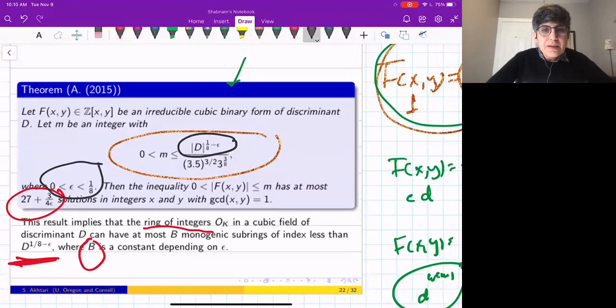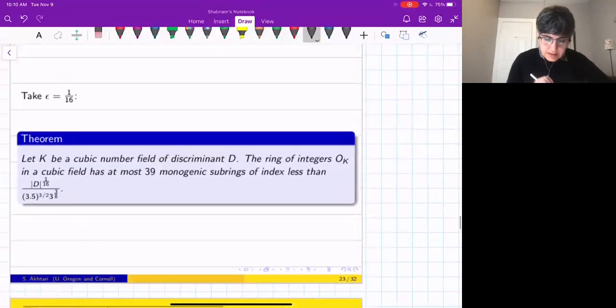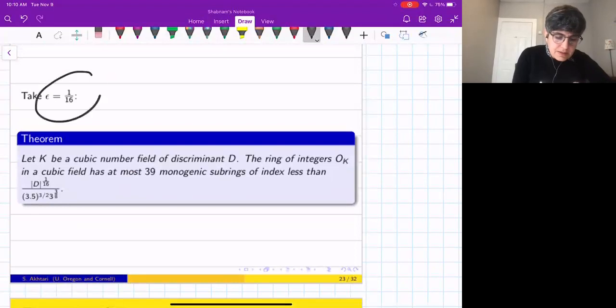So you don't see the use of this, but it can be helpful when you actually want to have explicit results. For example, I think in the next slide I tried to write an explicit result and I took my epsilon to be 1 over 16. So when you want to optimize how big or small you want your discriminant to be to work with.